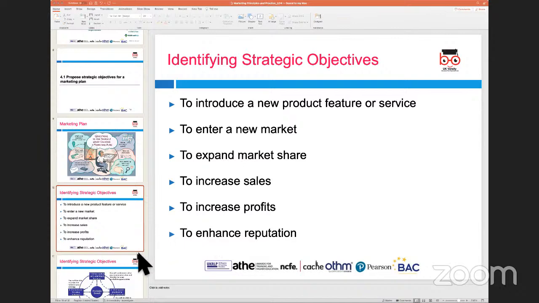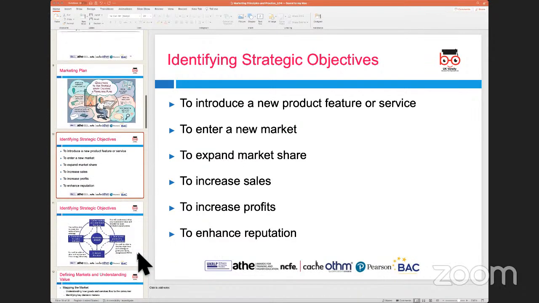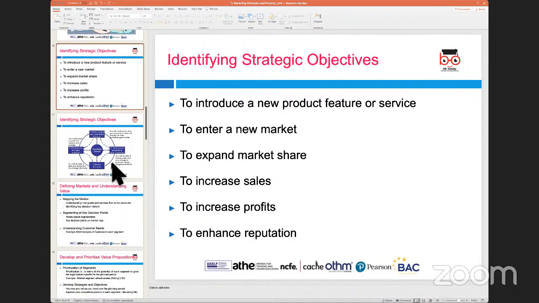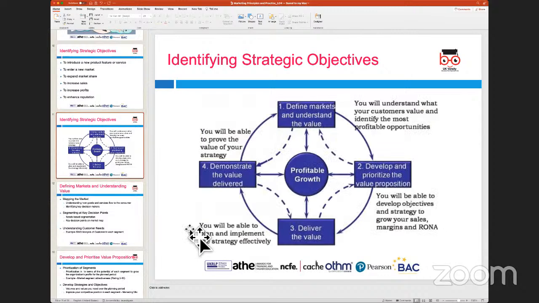And they know that they have to get to high net worth individual customers, which are millionaires or billionaires, and those are the people who are essentially going to be buying their products. So here, to enhance reputation, they would be looking at spending money on marketing plans or marketing campaigns.